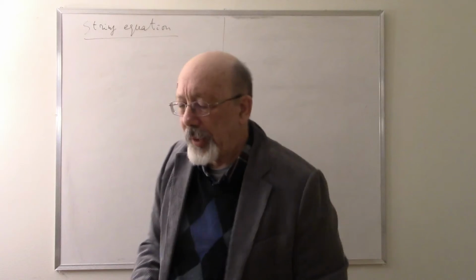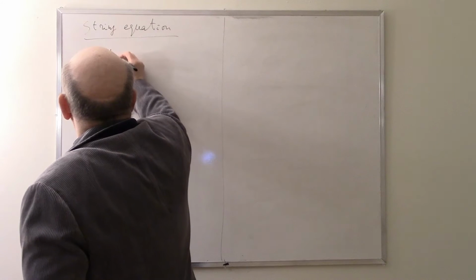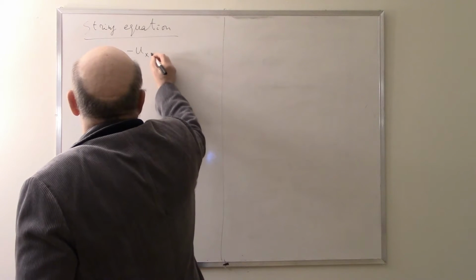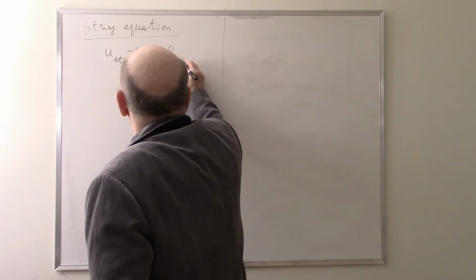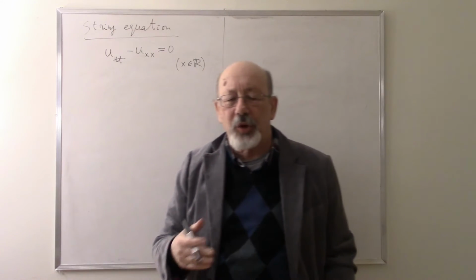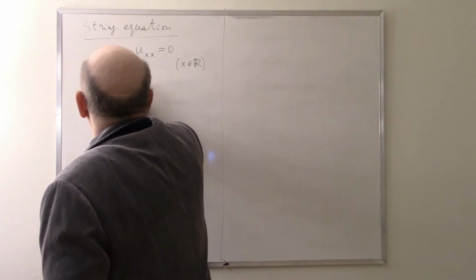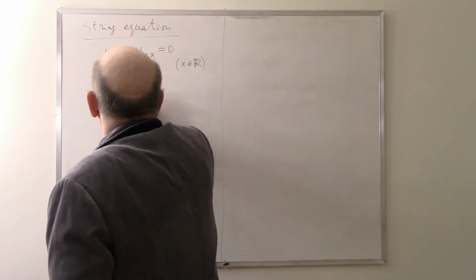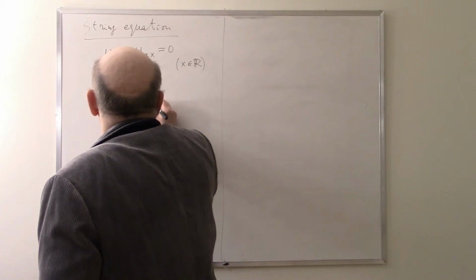So consider the following. In general, the string equation u second derivative in t minus u second derivative in x equals 0, and let us start from the solution on the whole line. U for t equals 0 equals, say, f of x. U t for t equals 0 equals g of x.